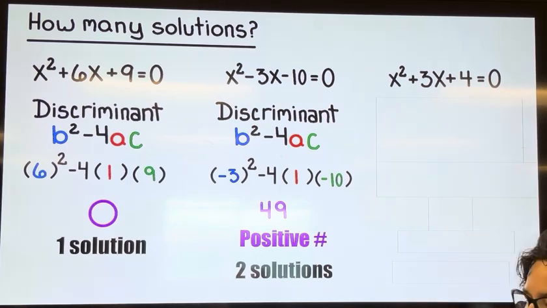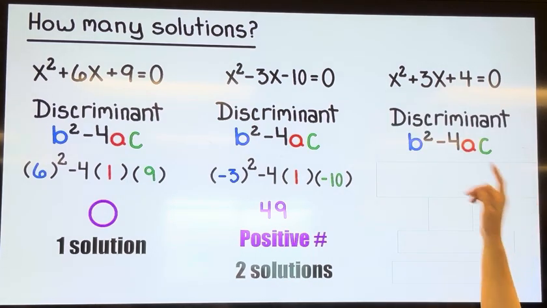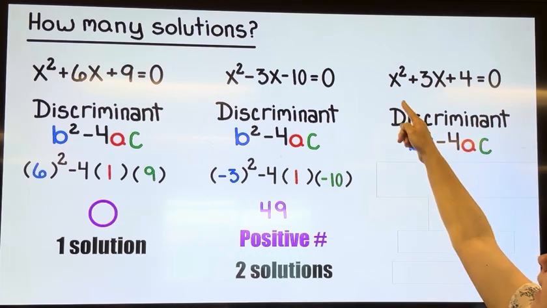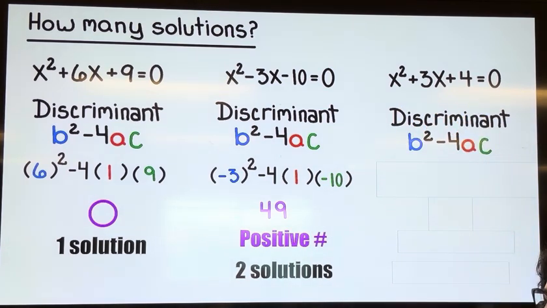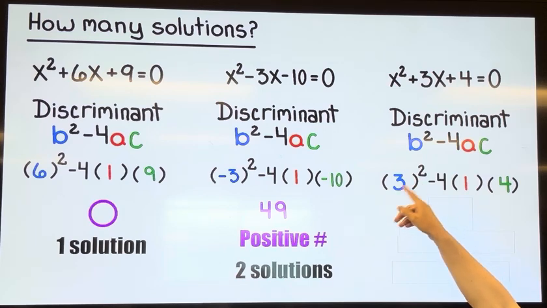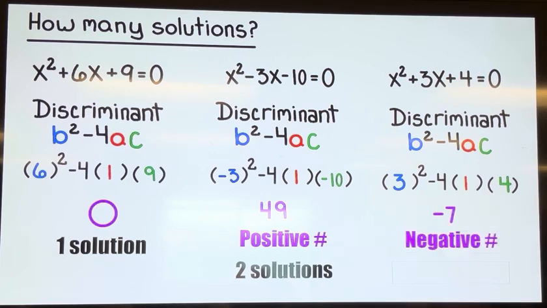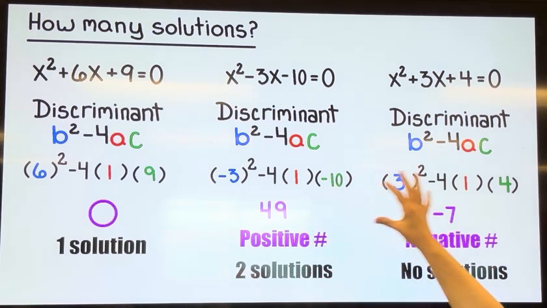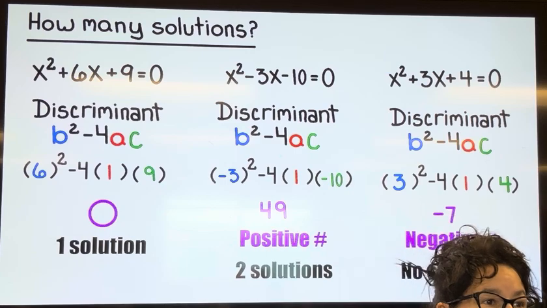Okay, then lastly, using the discriminant, 1x squared plus 3x plus 4, a is 1, b is 3, c is 4. So let's replace b with 3, a with 1, and c with 4. This turns out to be 9 minus 16, which is negative 7. The answer to the discriminant is a negative number, so that tells me that this equation has no solutions.